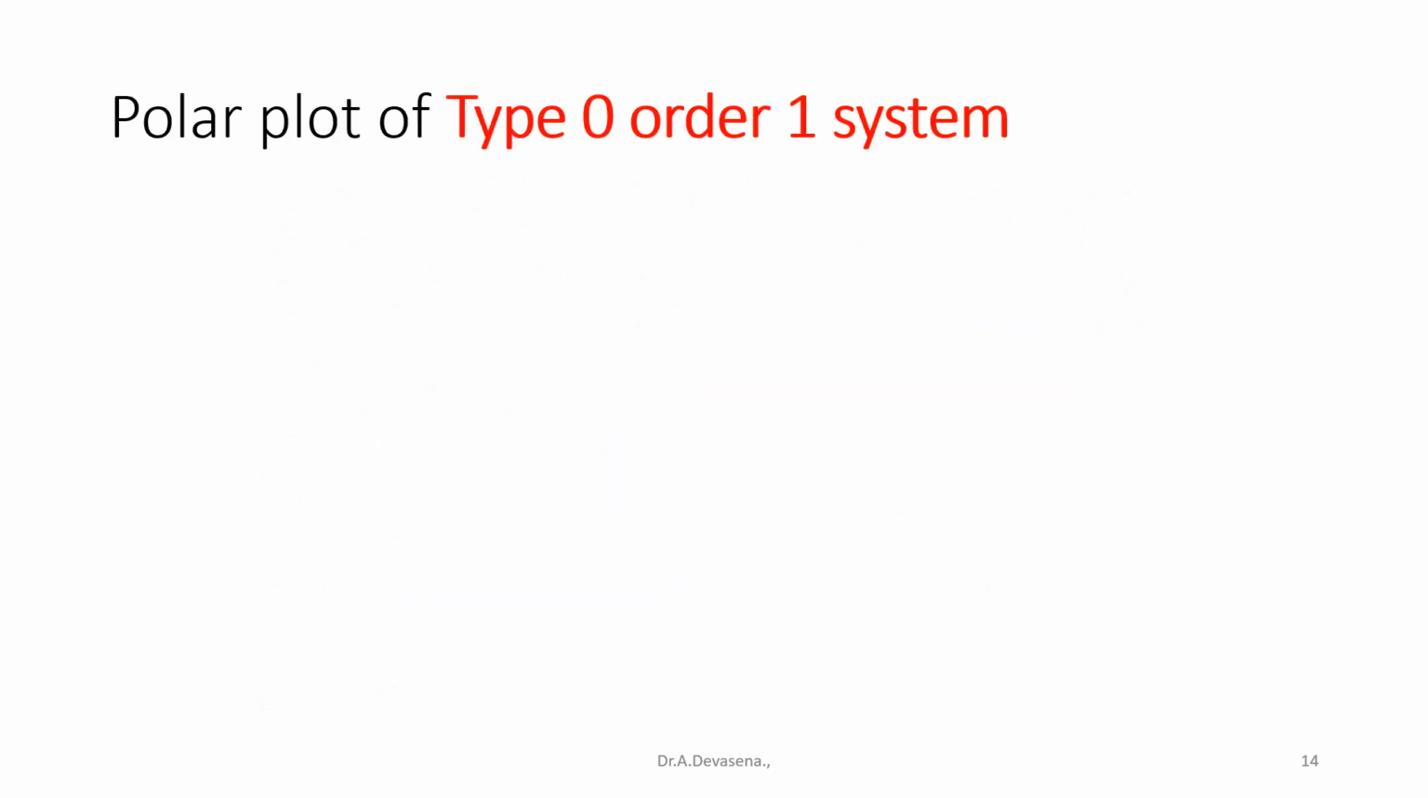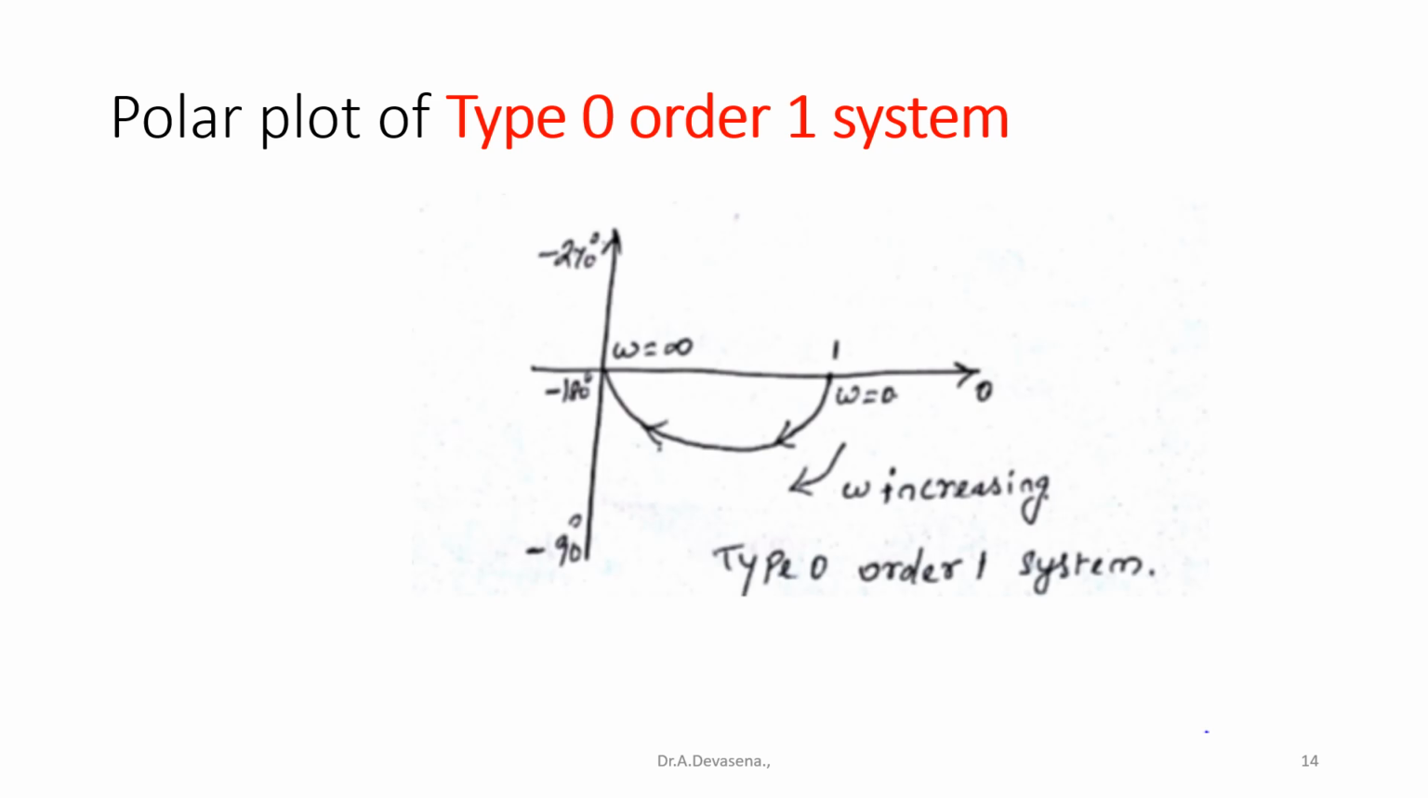Polar plot of type 0 order 1 system. As we already indicated, the starting point of the polar plot is determined with the help of the type number of the system, and the endpoint of the polar plot is determined with the help of order of the system. Here is the representation of type 0 order 1 system. The starting point of the type 0 order 1 system starts at phase angle 0 degree, and the endpoint of the type 0 order 1 system is at minus 90 degree. The representation is here.